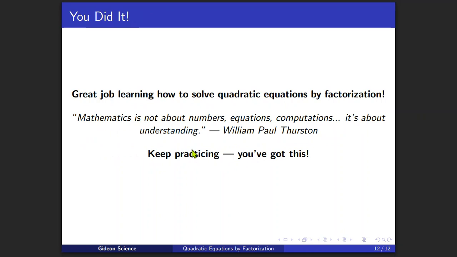So great job learning how to solve quadratic equations by factorization. Mathematics is not about numbers, equations, computation. It is about understanding. This is what William Paul Thurston reminds us. Keep practicing. You have got this.